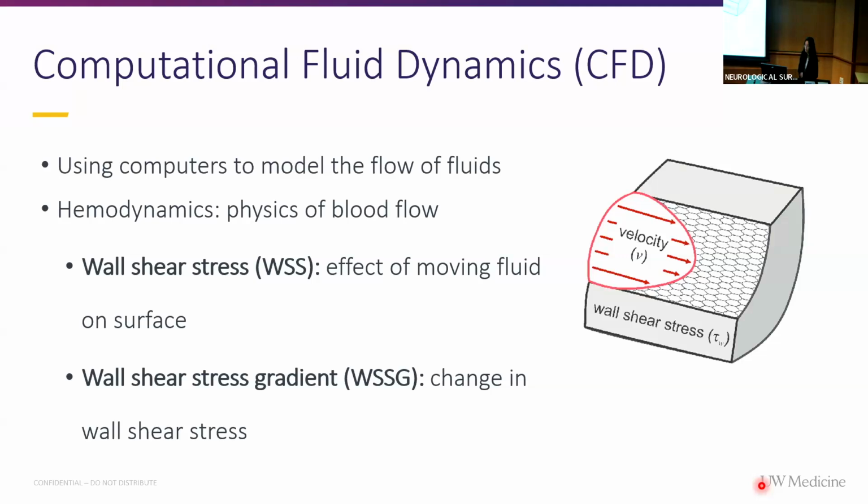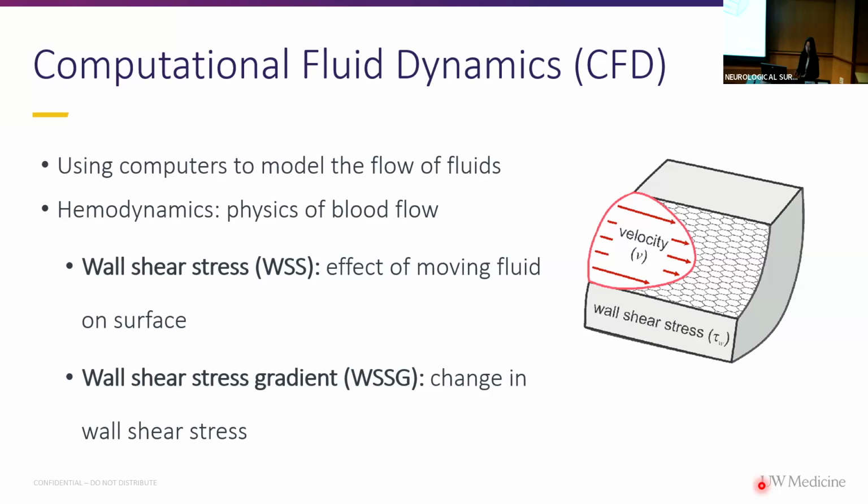CFD is using computers to model the flow of fluids. In a clinical context, it can be used to study blood, as it has been found that hemodynamics, which is essentially the physics of blood flow, can have an impact on the pathophysiology of a disease or condition. The main parameter assessed is something called wall shear stress, which in physics terms is the parallel force per unit area within a fluid and between the fluid and the surface it moves against. So think of a blood vessel and the blood moving through that vessel and how that moving blood is going to affect the blood vessel wall.